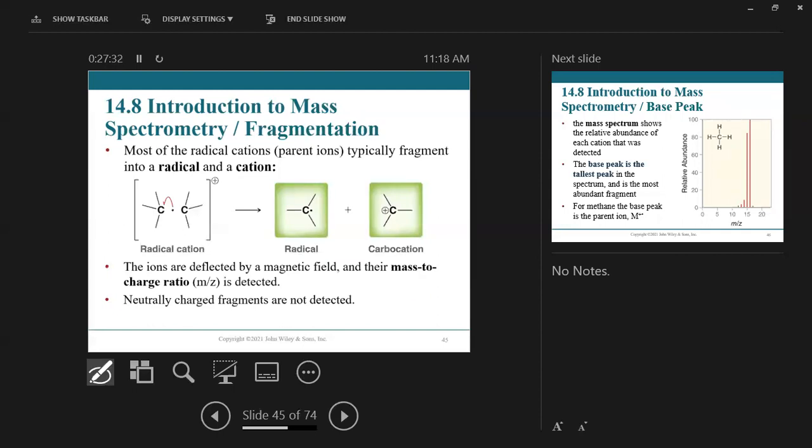Most of the radical cations typically fragment into a radical and a cation. The ions are deflected by a magnetic field, and their mass to charge ratio is detected. So remember, you have this mass analyzer. They're going to go through, and their mass to charge ratio is detected. It says neutral. So if it's neutral and it doesn't get fragmented or radical, it's not going to go past. It's not going to go through this mass analyzer. It's just going to shoot right there.